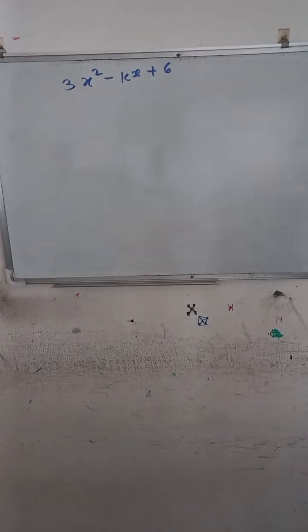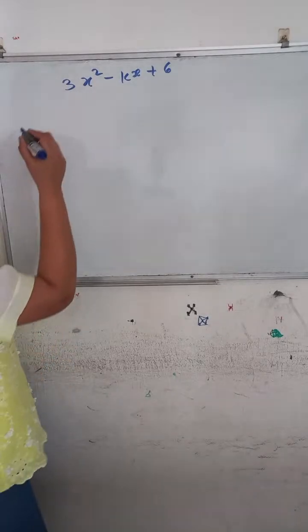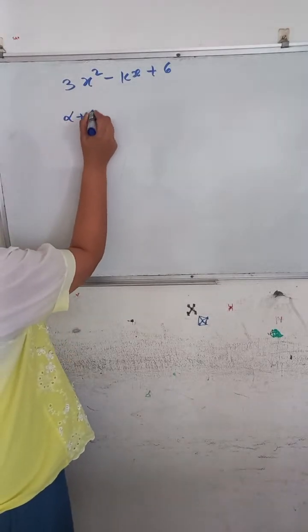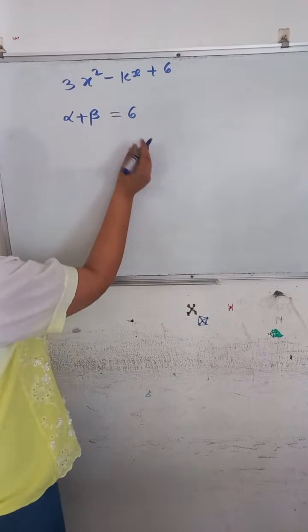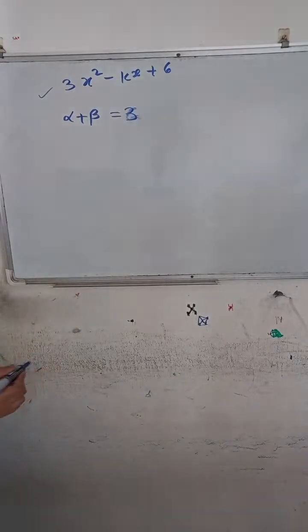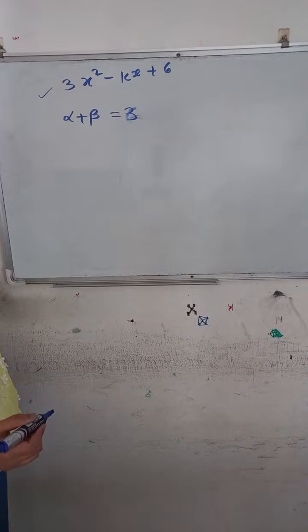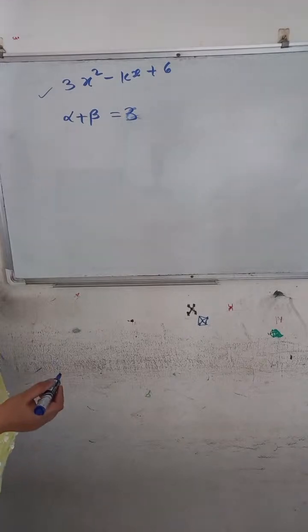Okay, the question is given what here? The sum of the zeros of the quadratic equation is given, and that sum is given as 3. Sum of the zeros means alpha plus beta, that is given 3. And the quadratic equation is 3x square minus kx plus 6, and they are asking us to find out the value of k.